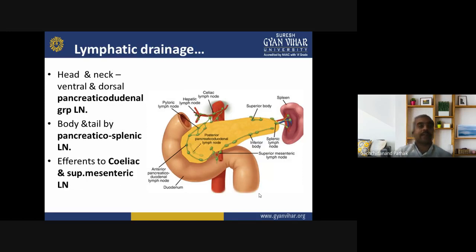Let's talk about lymphatic drainage, how the lymph will be drained. You will see the head and neck, ventral and dorsal, the pancreaticosplenic group of nodes, and the body and tail, with the lymphatic vessels draining through the pancreatic nodes, efferent to the coeliac and superior mesenteric nodes.